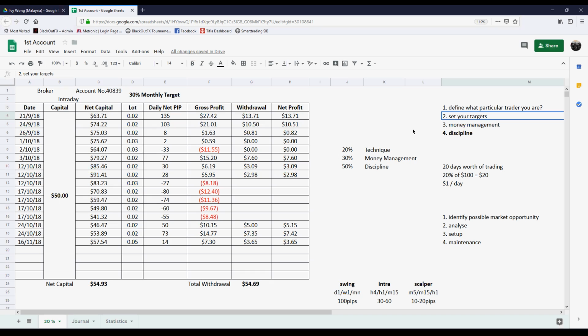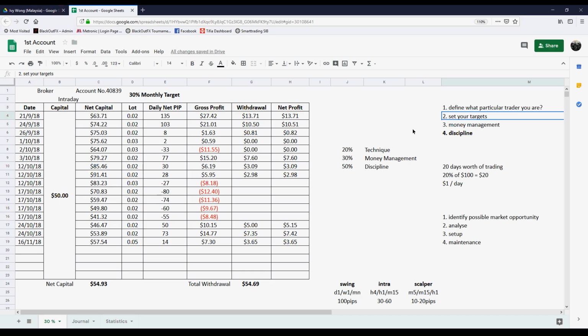That's it. You don't even need to have a license to start forex trading. Alright, so it is very important to set your targets. I will go through that afterwards. Once you have set your targets, then you know what particular money management you are going to do. And once all of this is already set in place, then the discipline comes in.